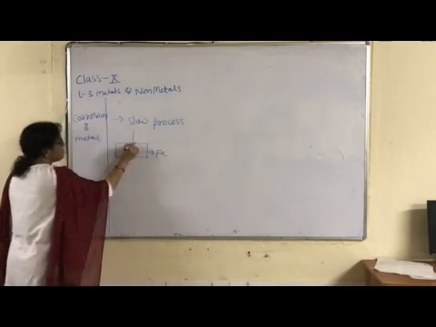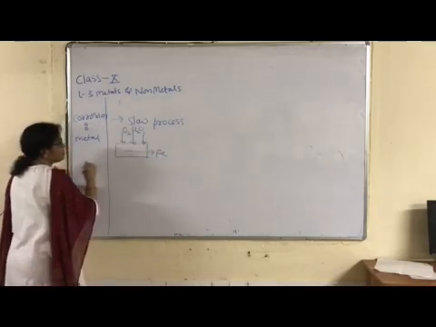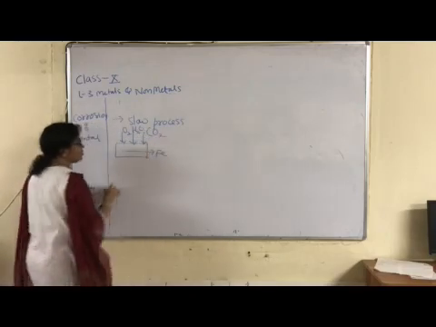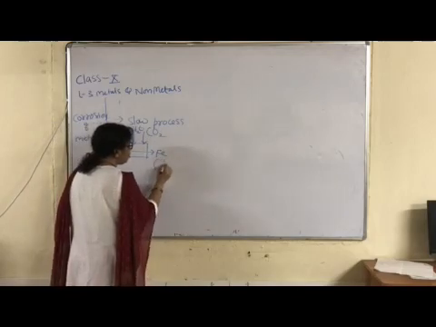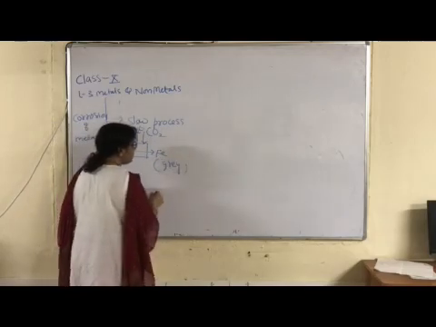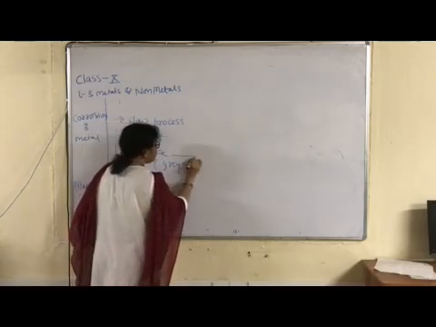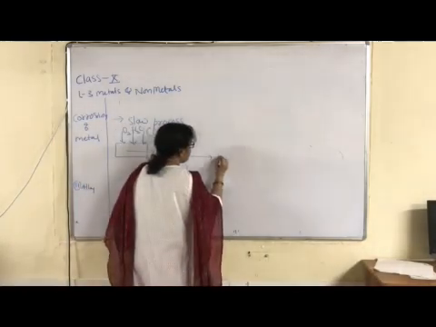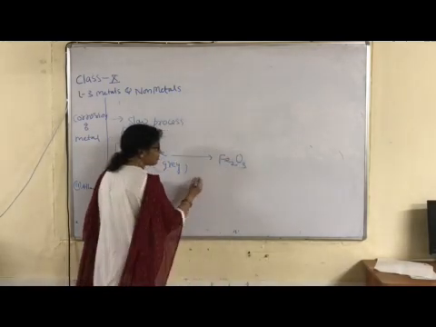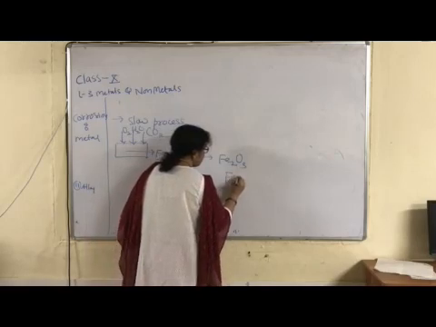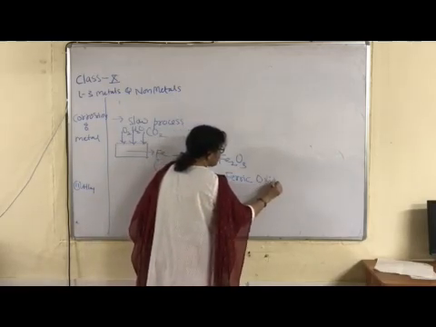What happens? In the presence of atmospheric oxygen, moisture contents and carbon dioxide gas, conversion of this iron metal occurs. The original color of iron is green. What happens after rusting or corrosion? Formation of a thin layer of iron oxide, which is also known as ferric oxide. True name is ferric oxide.